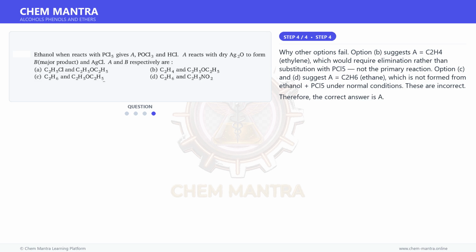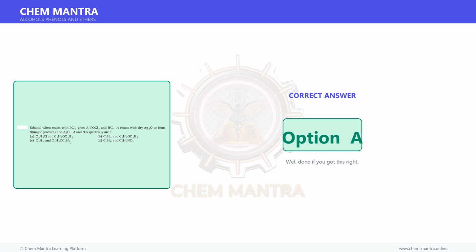Option B suggests A = C2H4, ethylene, which would require elimination rather than substitution with PCl5, not the primary reaction. Options C and D suggest A = C2H6, ethane, which is not formed from ethanol plus PCl5 under normal conditions. These are incorrect. Therefore, the correct answer is option A.